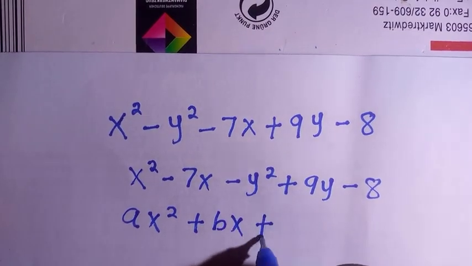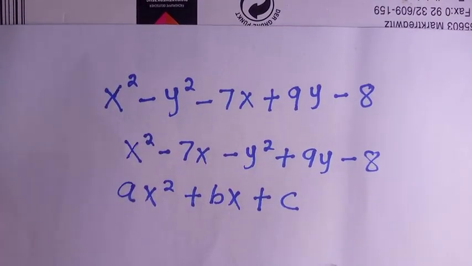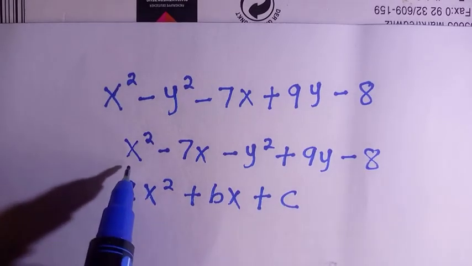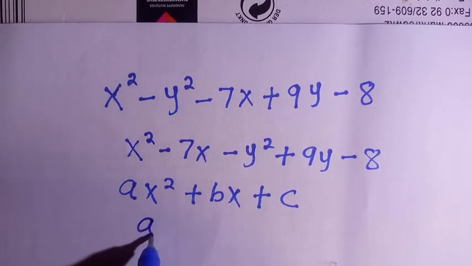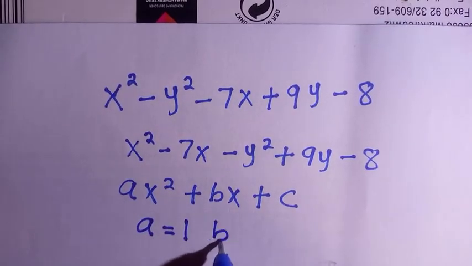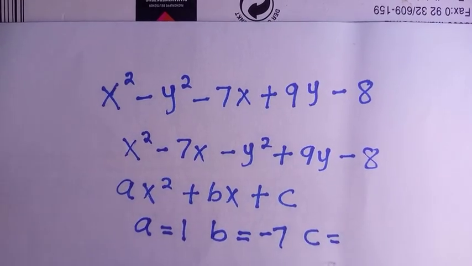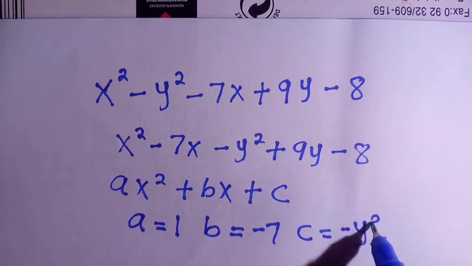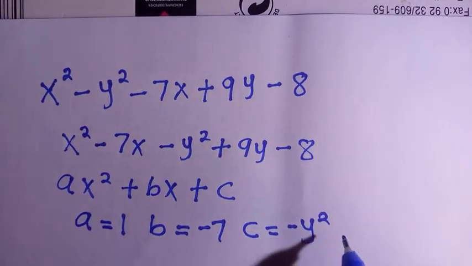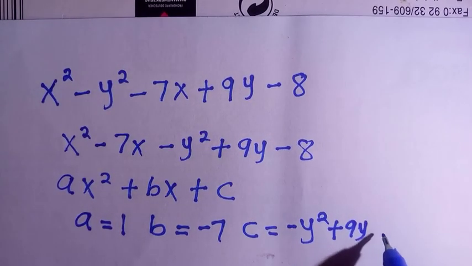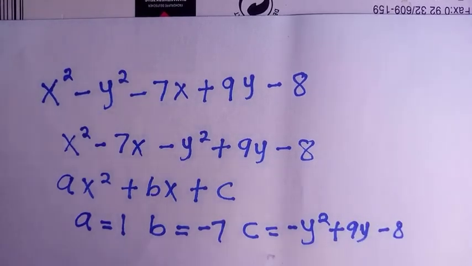And if you consider this quadratic expression, ax squared plus bx plus c, whereby the coefficient of x squared is a, which is 1. So for the b, it is -1, and the c is the entire expression in y, which is the constant of this. So we have -y squared plus 9y minus 8.